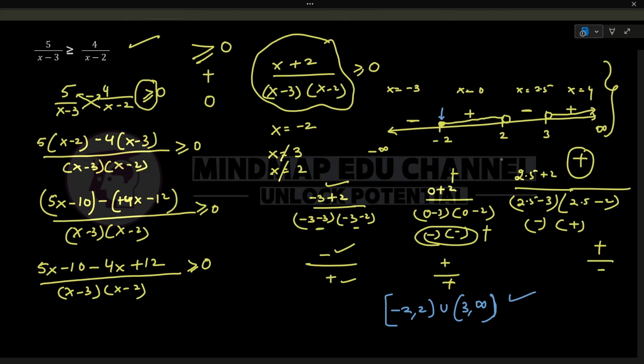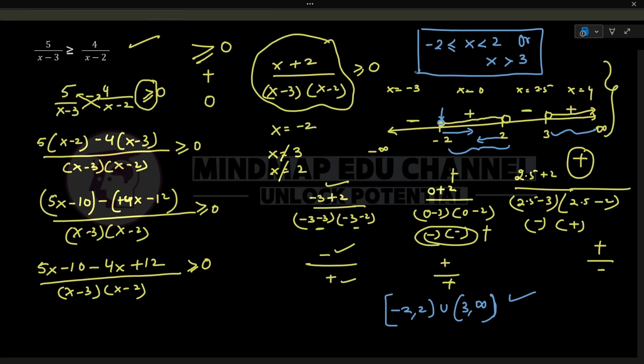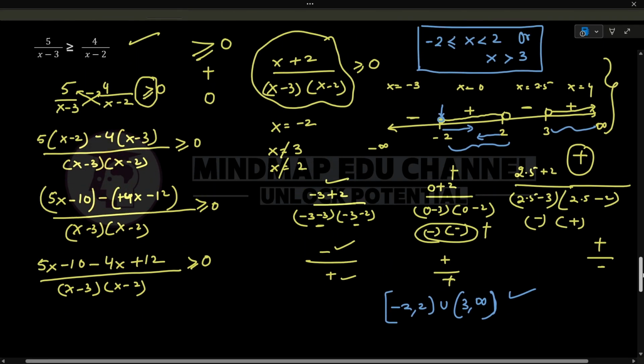Now let's check in inequality notation. For this section, x is greater than or equal to minus 2, because there is a closed circle here, but it is less than 2. Or, now check this section: here x is greater than 3. And this is our solution in inequality notation. Clear? Fine, everything. I hope I cleared everything.